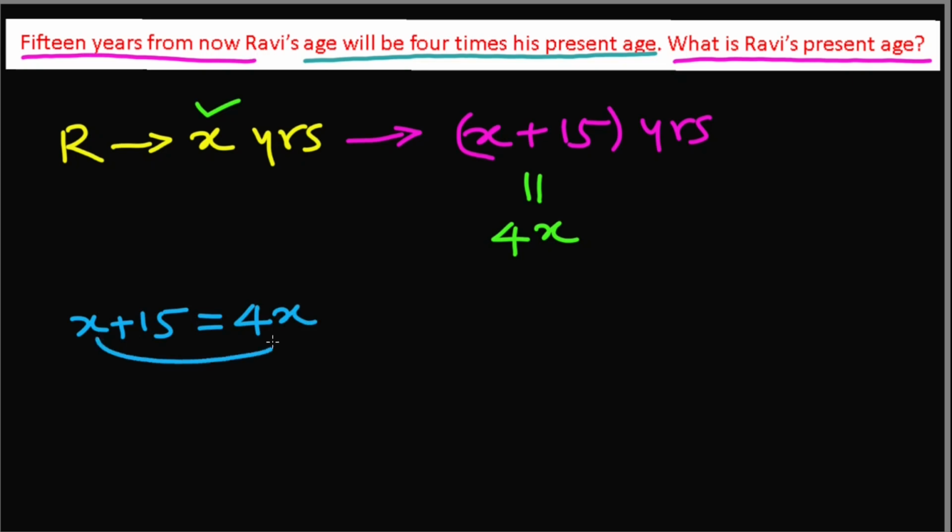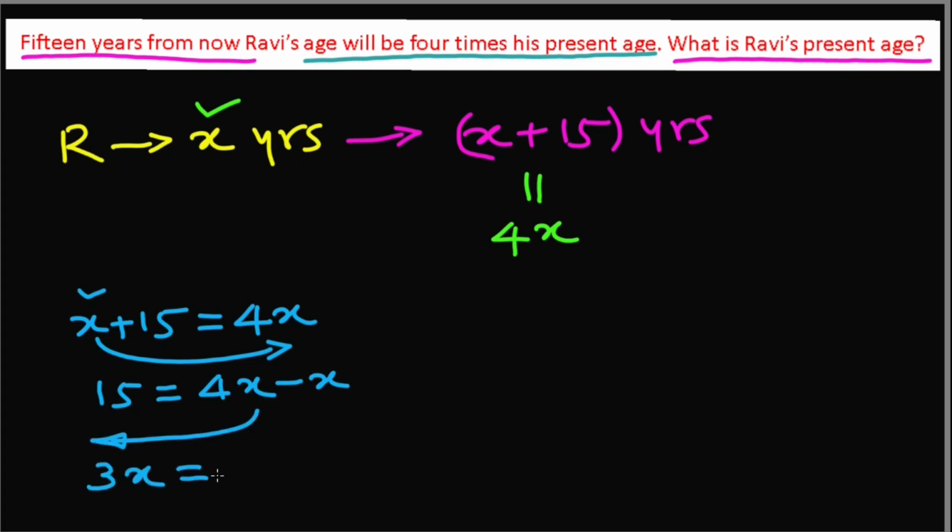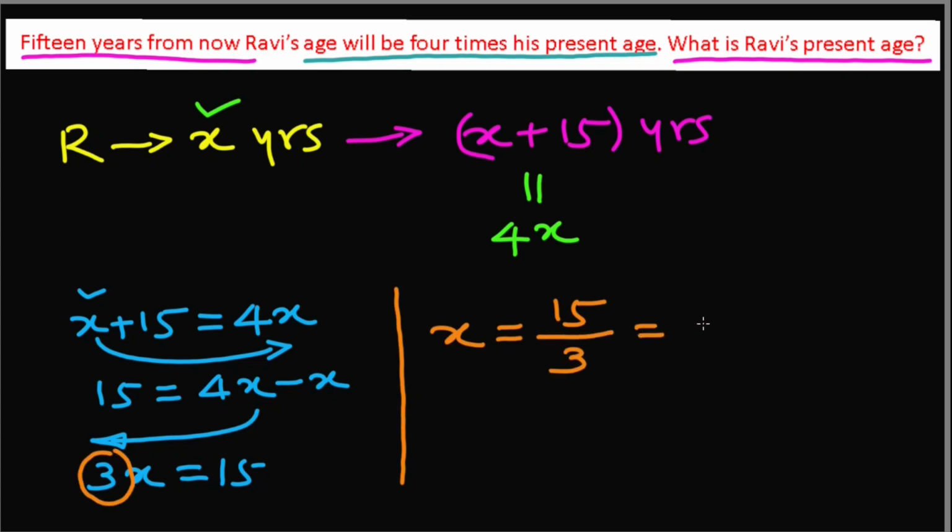We will take this x to the right, so it will be 15 equals 4x. This x will be minus on the right hand side. So we get 3x equals 15. So that gives us x equals 15 divided by this 3, which will be 5. So Ravi's present age will be 5 years.